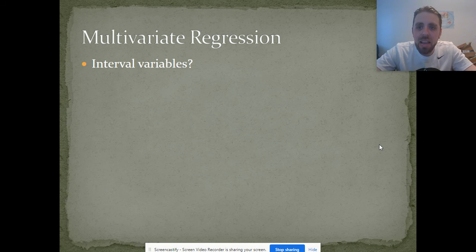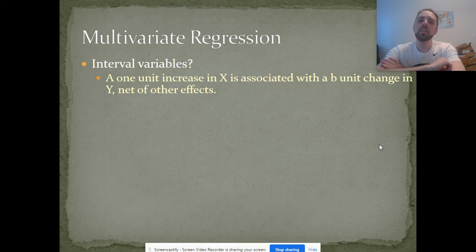So if I have an interval level variable as an independent variable, a 1 unit increase in x is associated with a b unit change in y, net of other effects. Dr. Schoen, do I have to say net of other effects? Yes, you do.